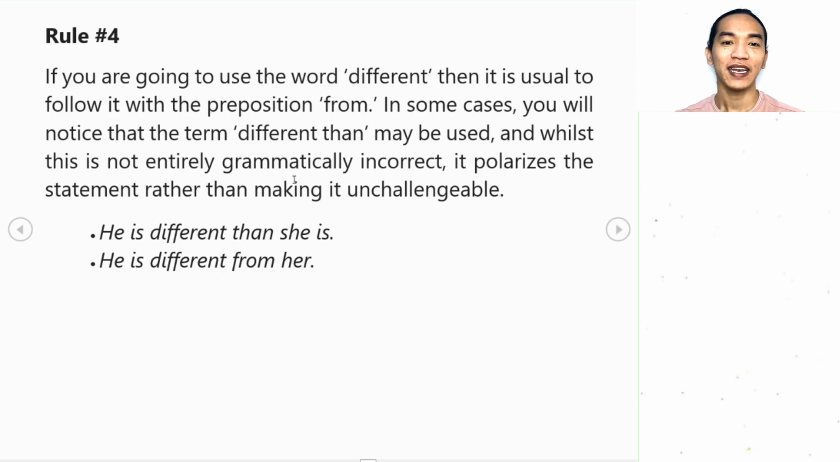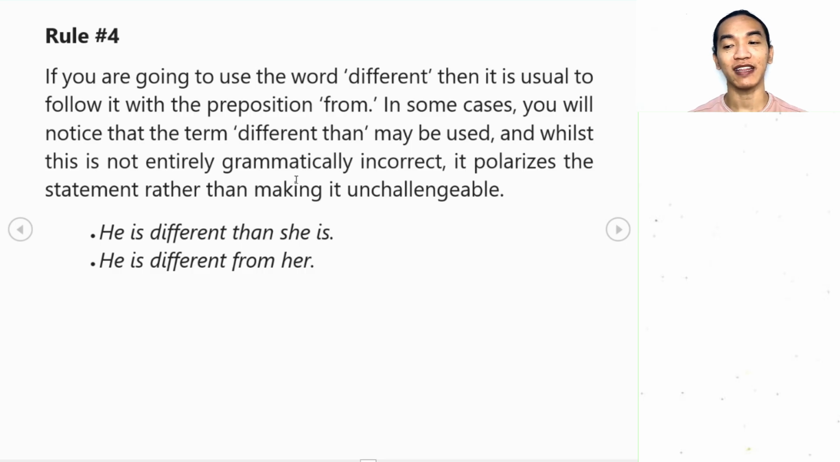Now, rule number 4. When you are using the word different, normally we say different from. But in some cases, you will find some people using different than. Although this is not 100% incorrect, it makes the sentence divided or polarized, and it makes the sentence unchangeable, or unchallengeable. I mean, he is different than she is. He is different from her, if we want to compare using the word different.